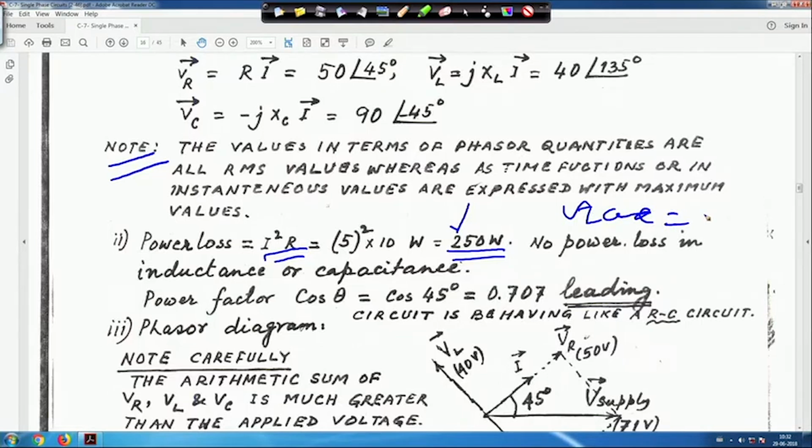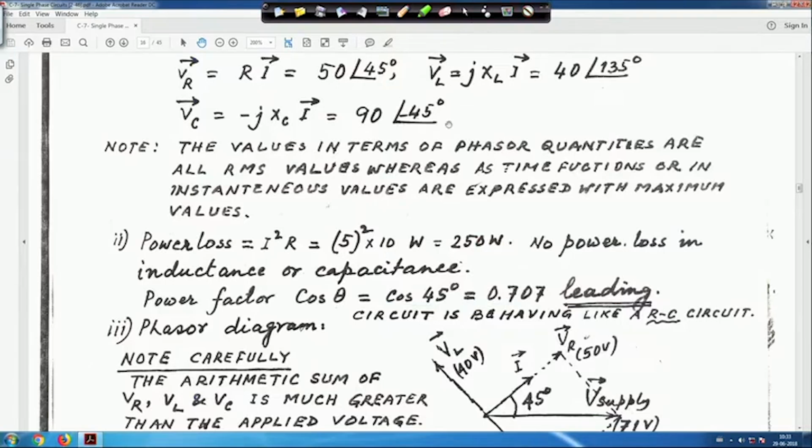If you find the power loss dissipated in the resistor R, it is I square R, where I is 5 ampere RMS value, times R which is 10, giving 250 watt. Use the relationship V I cos theta, and cos theta is the power factor, which later we will see is leading, that is 0.707. If you calculate V I cos theta, you will get the same value, 250 watt.